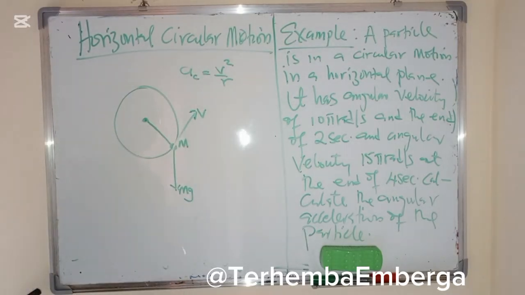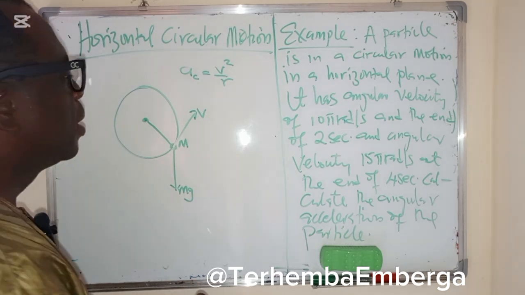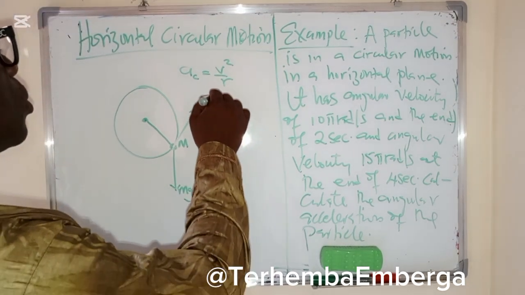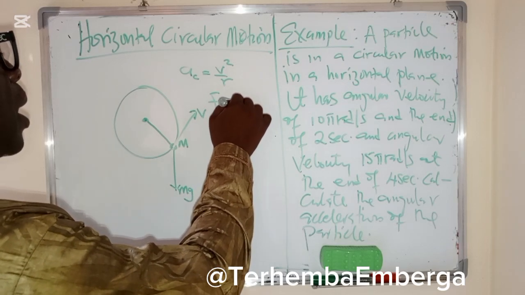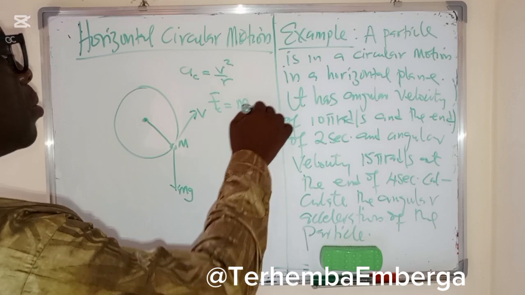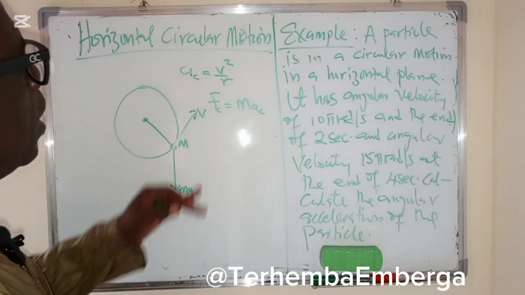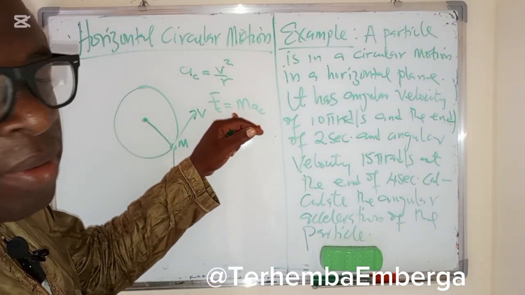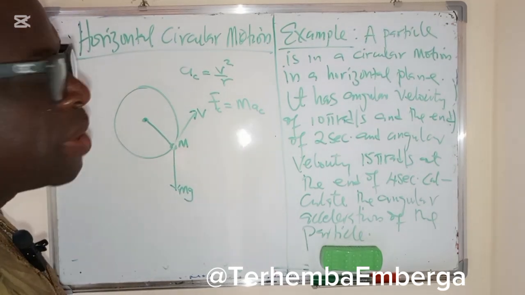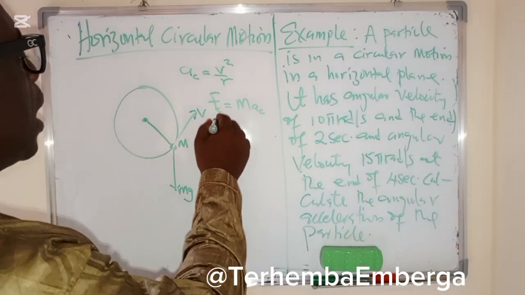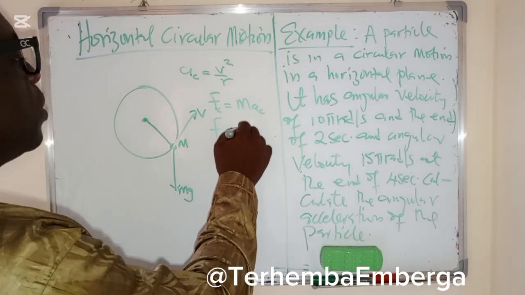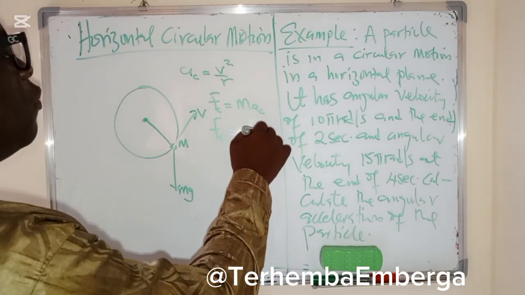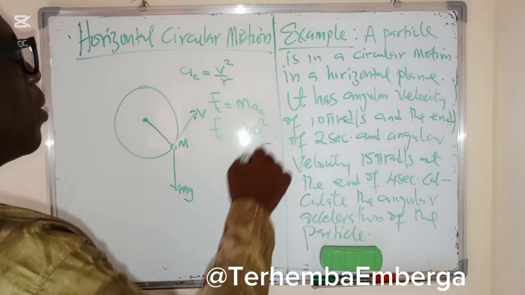r is the radius. And in one of our classes, we also said that the centripetal force can be given as this. This is derived from Newton's second law of motion. And with this, we can say that F, the centripetal force, is m v squared all over r.